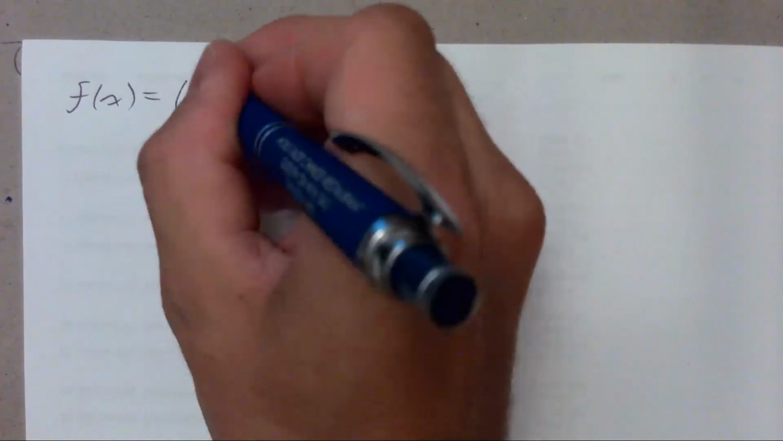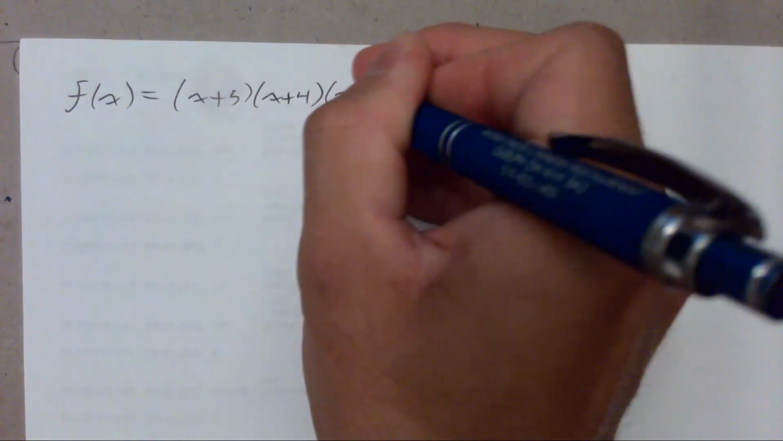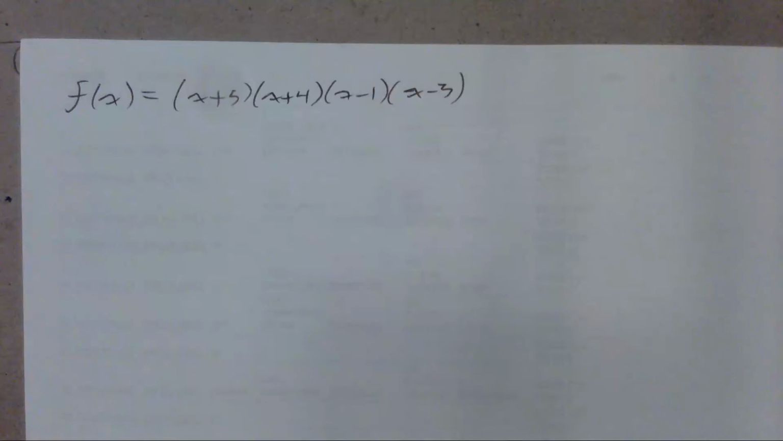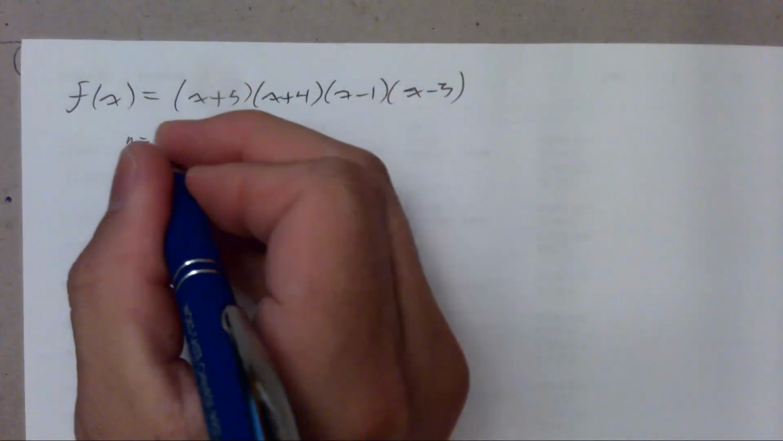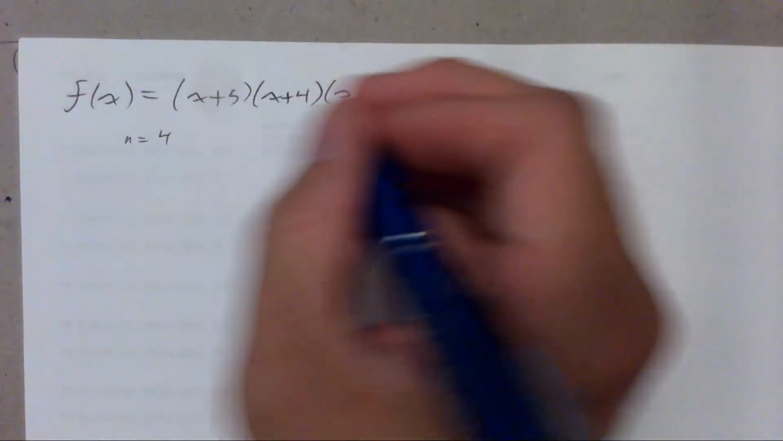Now let's take a look at some quartics. Let's consider f of x equals (x plus 5) times (x plus 4) times (x minus 1) times (x minus 3). I see a degree of 4, x times x times x times x. I see a leading coefficient of positive 1.